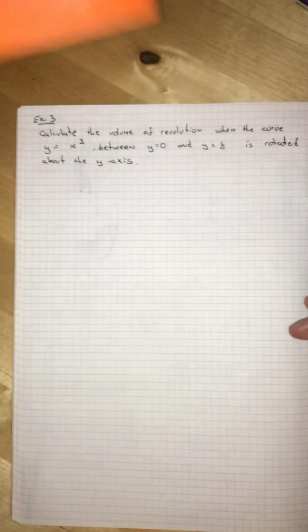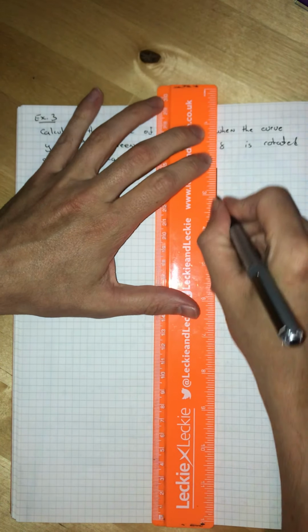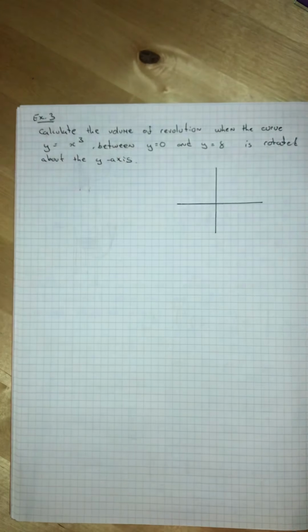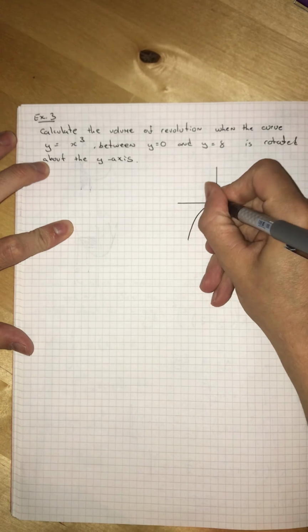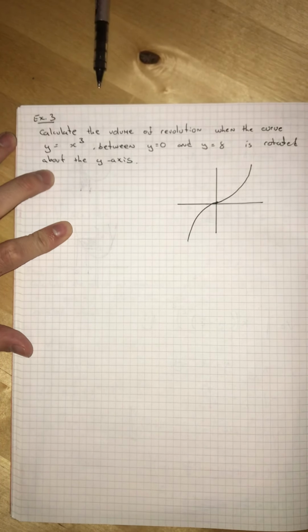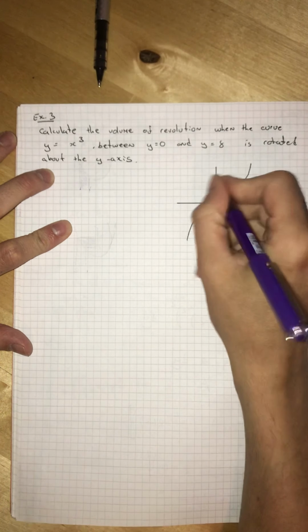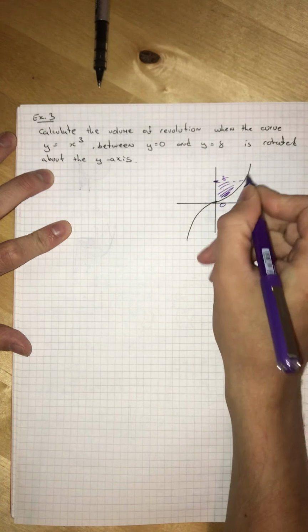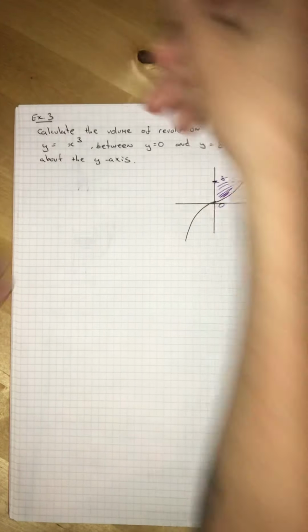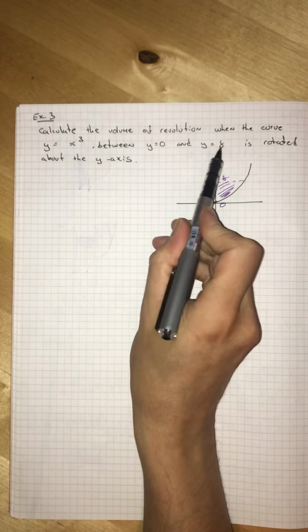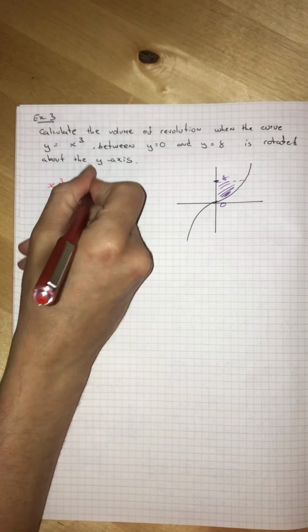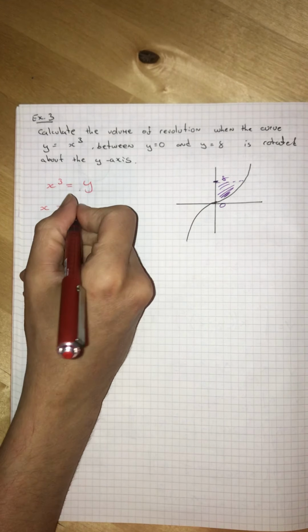I'm also going to quickly sketch the graph to show you what it will visually look like. So x cubed roughly looks like that. So we've got 0 and we've got 8. Let's say it's there. So it's going to be that section rotated. So our intervals are already in y. So all we need to do is change the function to be explicitly in y. So if we've got x cubed equals y, that means x will equal y to the third.